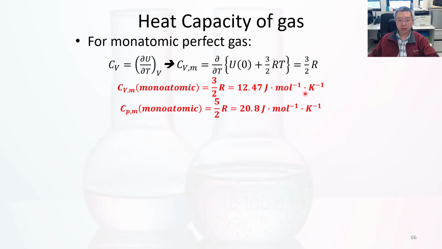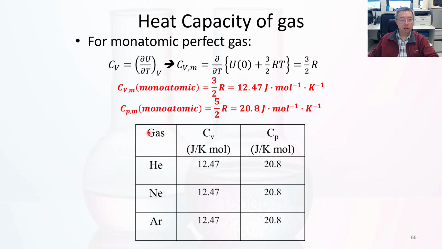So this is going to give the CV for a monoatomic gas as 12.47 joules per mole per Kelvin, and this is 20.8. So for monoatomic gases, helium, neon, and argon, you can see this matches extremely well with the expectation. And again, this is a denotation for molar. So this is for the internal energies.